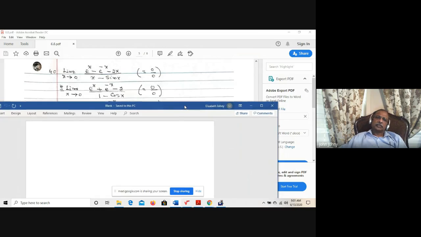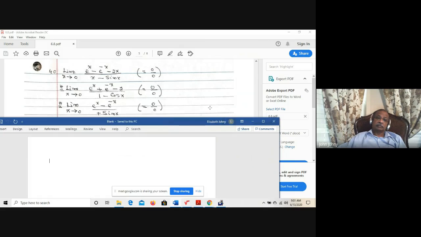Now differentiate numerator, you get e to the x plus e to the negative x minus 2 divided by 1 minus cos x, that is e to the 0 plus e to the negative 0, which is 1 plus 1, 2 minus 2, numerator is 0. Denominator 1 minus cos 0 is 1. So that is 0 over 0 again.